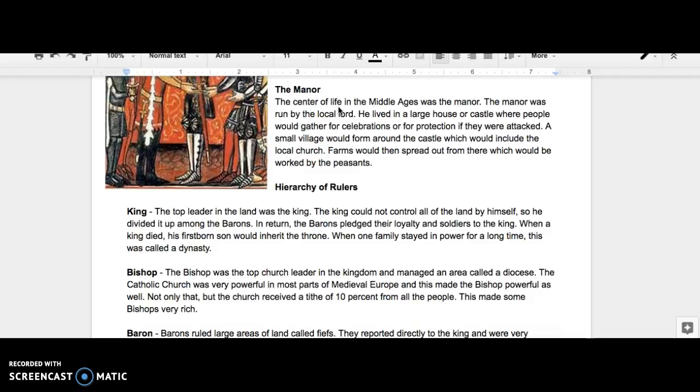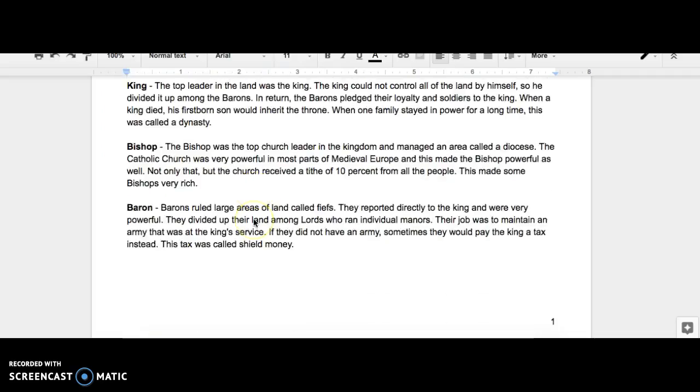Bishop. The bishop was the top church leader in the kingdom and managed an area called a diocese. The Catholic Church was very powerful in most parts of medieval Europe, and this made the bishop powerful as well. Not only that, but the church received a tithe of 10% from all the people. This made some bishops very rich.